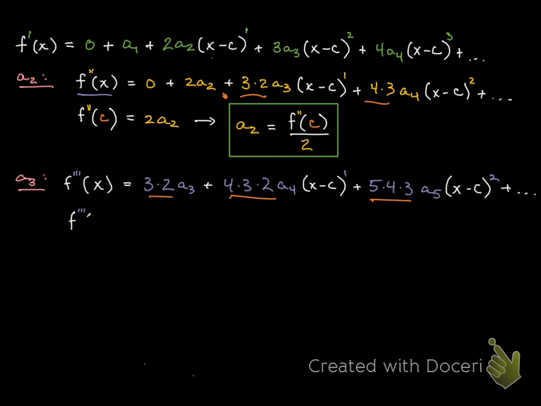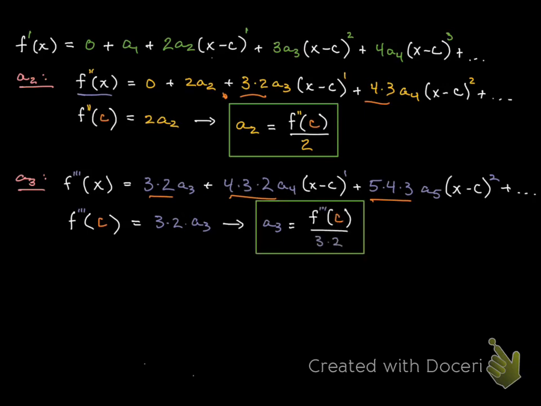Again, I'm going to plug in c, the center. For the first term there, I get 3 times 2 times a3, and every other term here is going to disappear, right? Because there's an x minus c in every one of those terms. So those all disappear, and I'm left with just a3. But with a3 here, I see 3 times 2 is 6. I'm actually not going to write that as 6 because I want to see it written as 3 times 2. It's going to help me visualize the pattern. But I solve for a3 to be f triple prime, the third derivative, divided by 3 times 2.